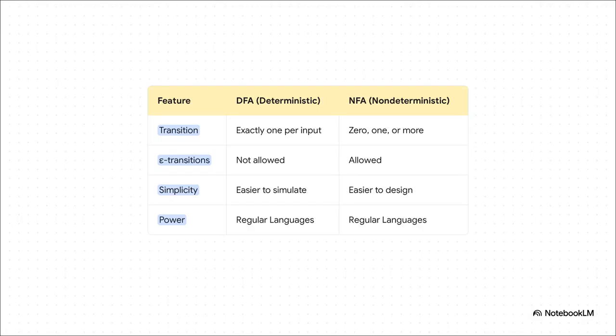Now, these simple machines come in 2 main flavors. You've got the deterministic kind, the DFA, which is super strict. For any state and any input, there's exactly one path forward. Then you have the non-deterministic kind, the NFA, which is way more flexible. From one state, it might have multiple next steps, or maybe none at all. It can even make a move without reading anything. But here's the real shocker. Even with all those differences, they have the exact same amount of power. They both recognize the exact same class of languages, called regular languages.